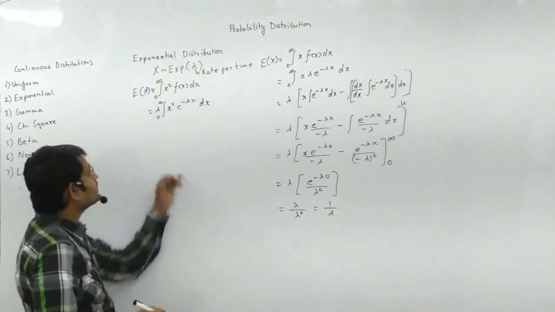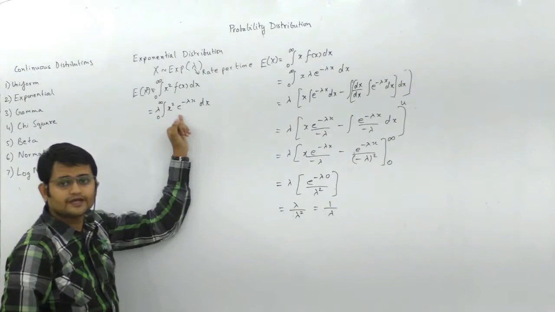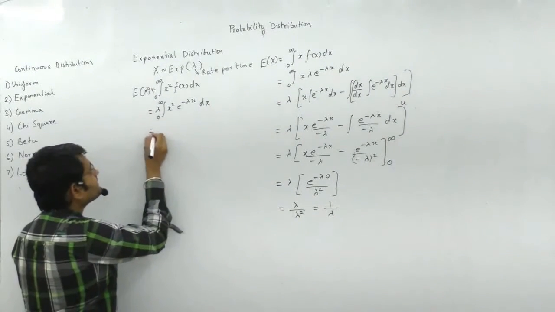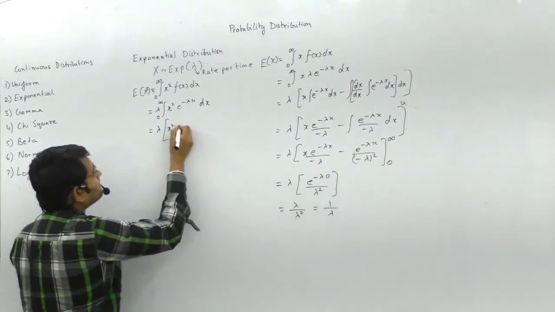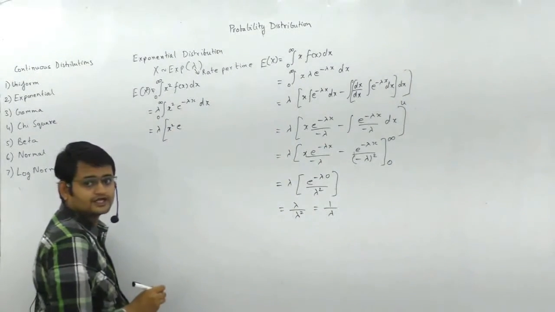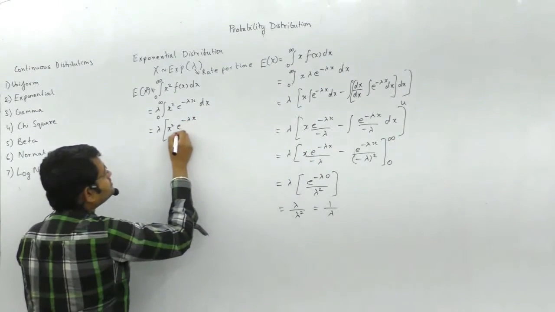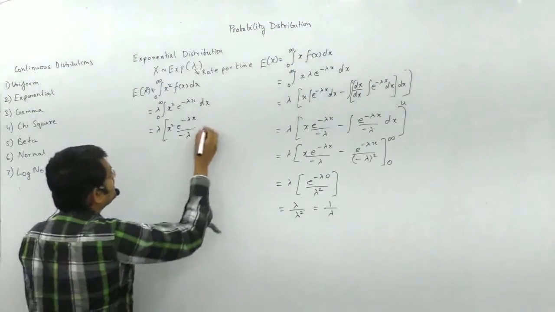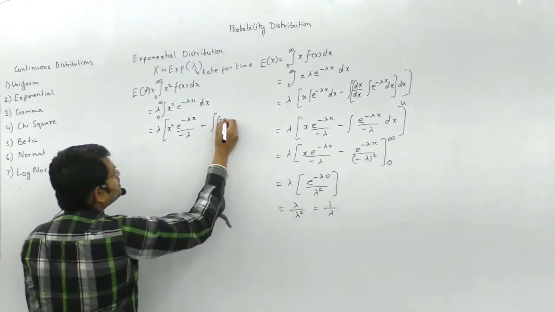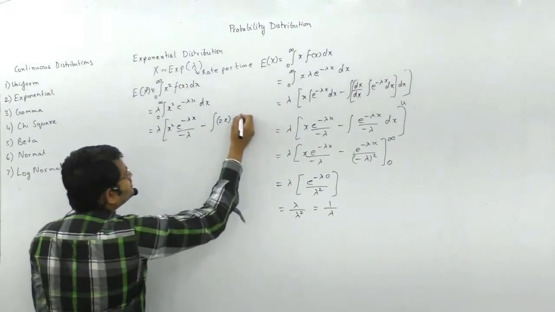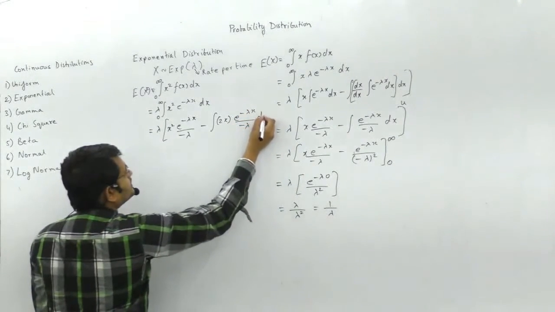dx. Again, we have integration by parts where u is going to be x square and v is going to be e raised to minus lambda x. So we get first x square times e raised to minus lambda x. The integration of e raised to minus lambda x will be minus e raised to minus lambda x upon minus lambda, and then minus the integration of the differentiation of x square. I am going to get 2x, then e raised to minus lambda x upon minus lambda dx.